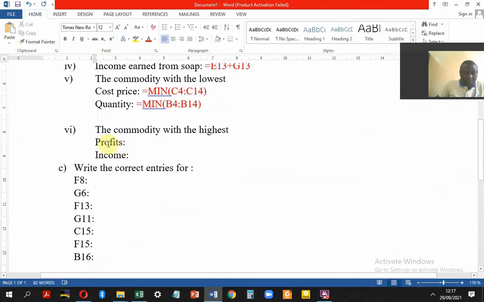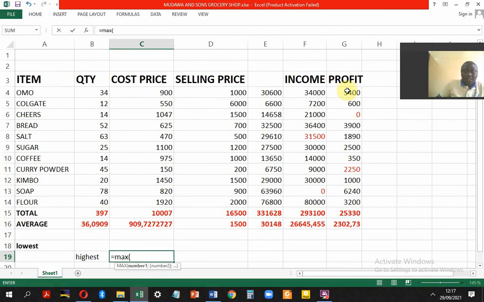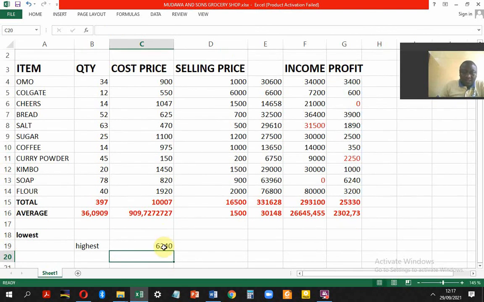We go to our question. Yes, profits and then income. So we come to our Excel, we highlight here up to there, and then we close. So this is the formula that we are looking for, max G4 to G14. When we enter, it gives us this one, this one being the highest. When you look through, which commodity has that? That is soap.